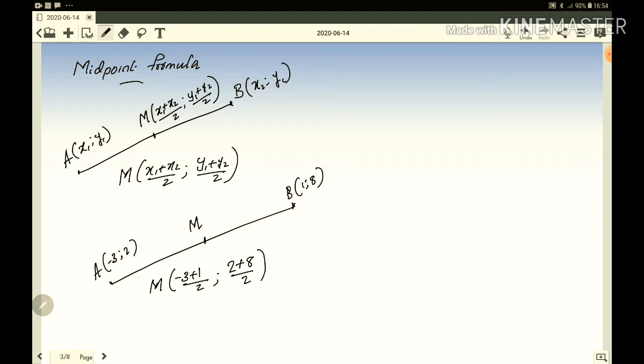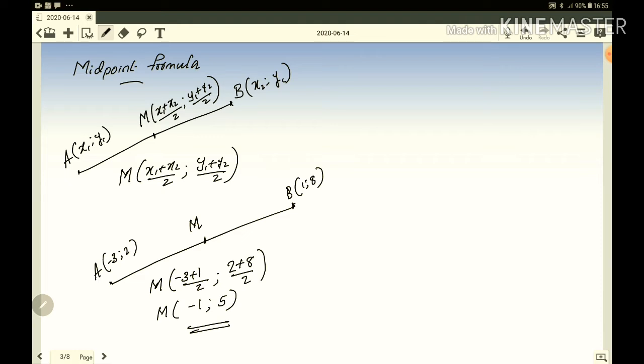Then simplify it, you will get it. That is -3 plus 1, which is -2, by 2 is -1. Then 2 plus 8, 10 by 2 is 5. See, we got it. This is the midpoint.